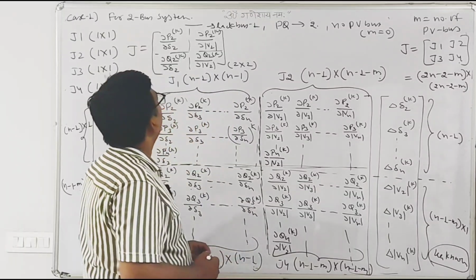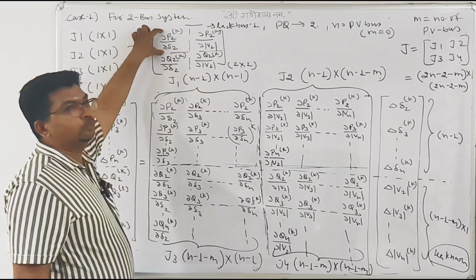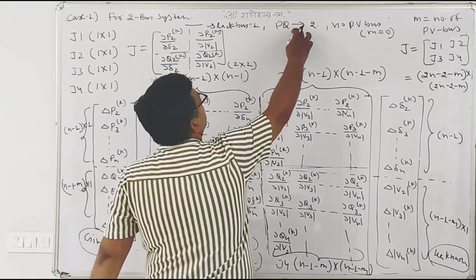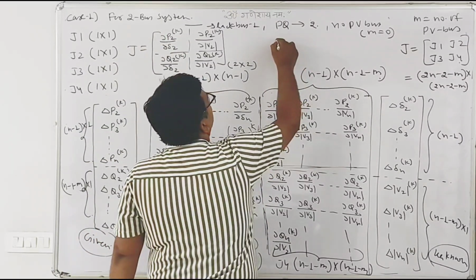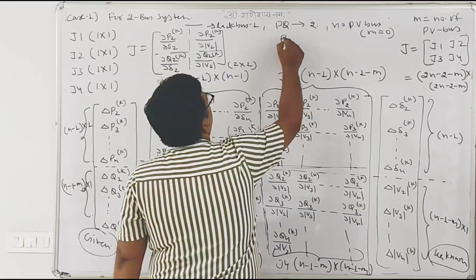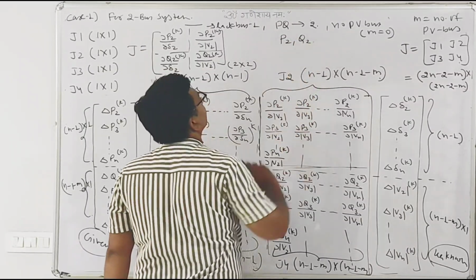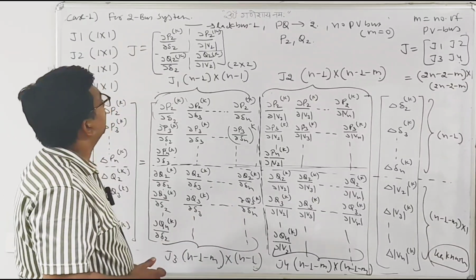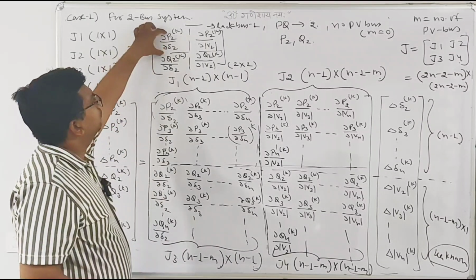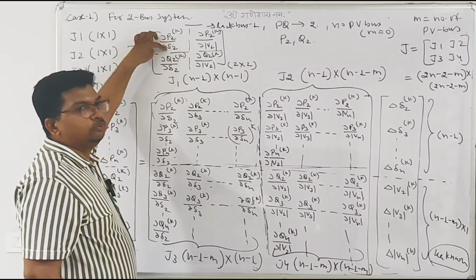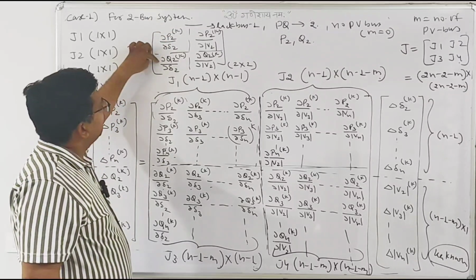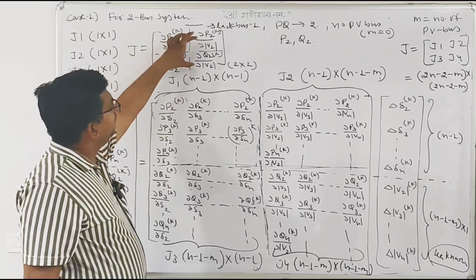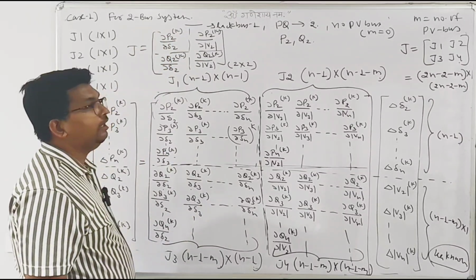Now what will happen? What is this P2? Bus number 2 is the load bus. So what happens at the load bus? We know P2 and Q2. It means we have to determine the change in the power with respect to delta 2, and the change in the reactive power with respect to delta 2. So what will happen here?